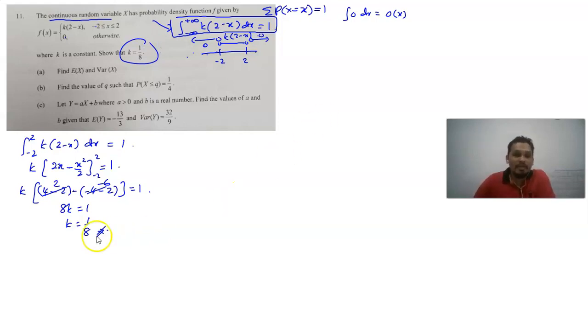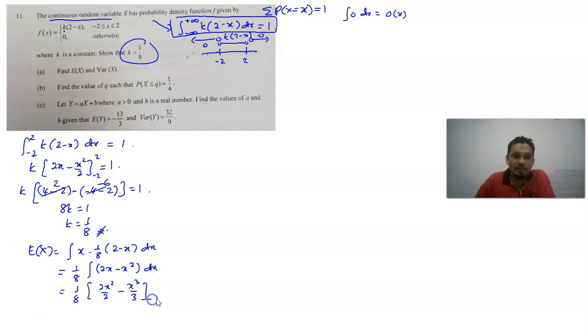Find the expected value of x and the variance of x. Different from the discrete case, for continuous we again deal with integrals. The expected value of x is now the integral of x multiplied with, as we just found, k equal to 1 over 8, and 2 minus x dx. So 1 over 8 is a constant taken outside, and the integral of x times 2 is 2x, x times negative x is minus x squared, dx. So 1 over 8 times 2x squared divided by 2 minus x cubed divided by 3, from negative 2 until 2.